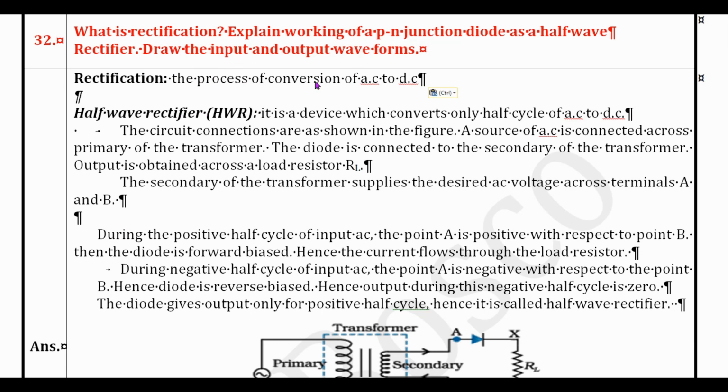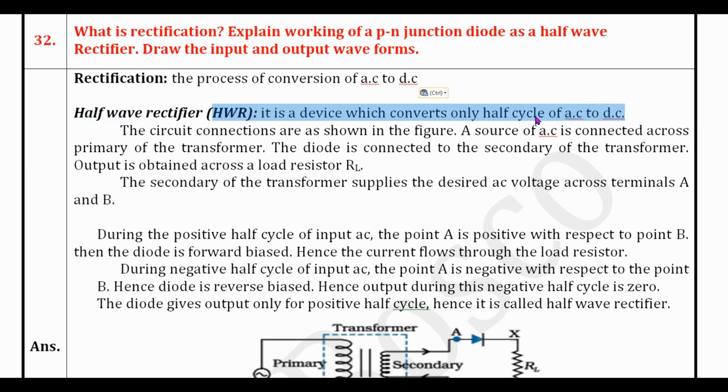What is rectification? Explain working of a PN junction diode as a half wave rectifier and draw the input and output wave forms. So here first they are asking to define rectification. So this rectification is a process of conversion of AC to DC. Next I'll write the half wave rectifier definition. So this half wave rectifier is a device which converts only half cycle of AC to DC.